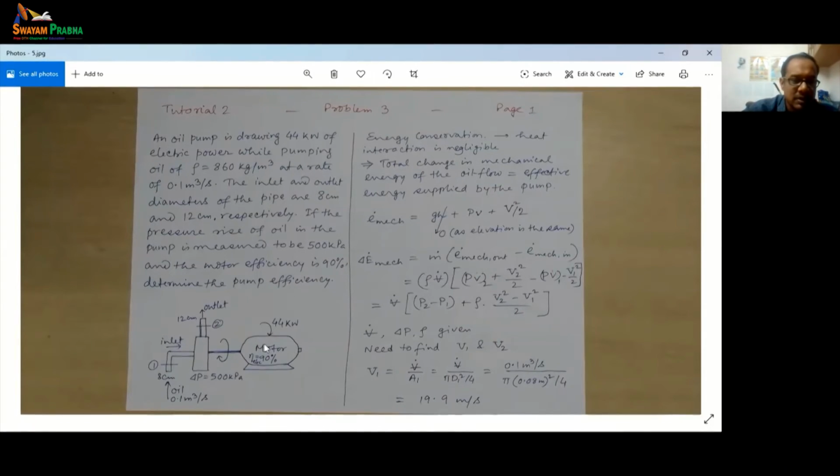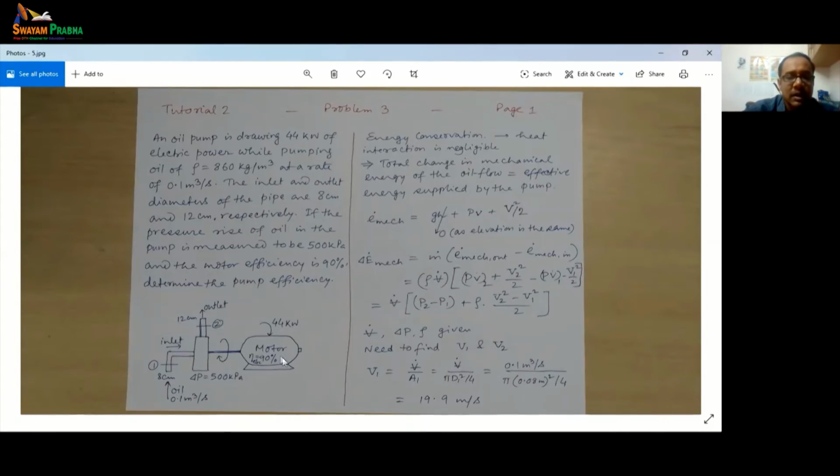After some losses, it is getting transferred to the shaft, and this pump is actually getting a certain portion, 91, almost 92% of that, which is actually increasing the pressure of this fluid flow, which is coming from the inlet and going through the outlet. Okay, so here the energy conservation is happening, and you note that even when we are considering some efficiency, the energy conservation concept is not lost.